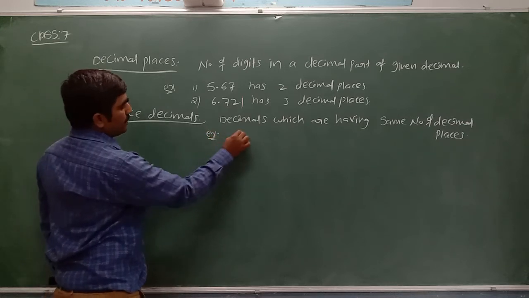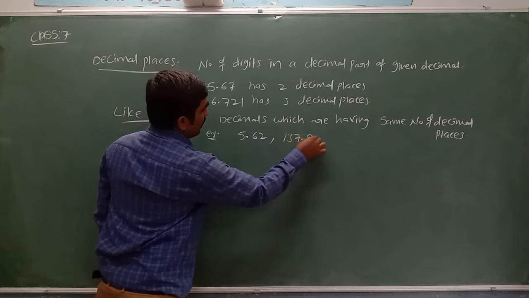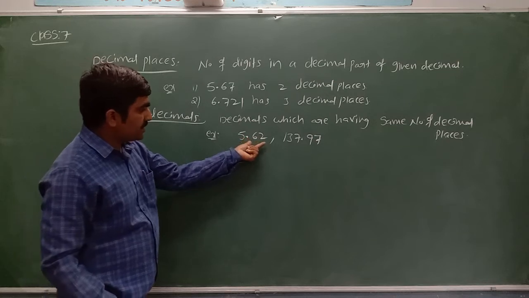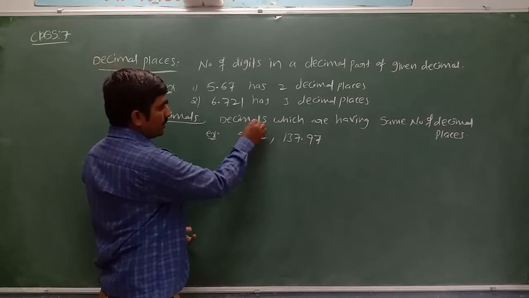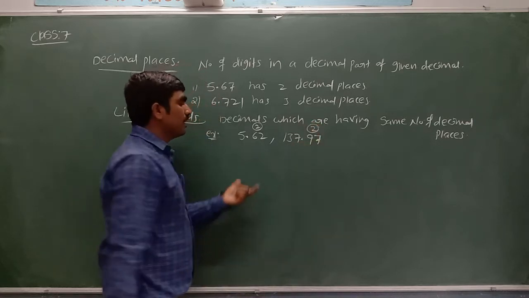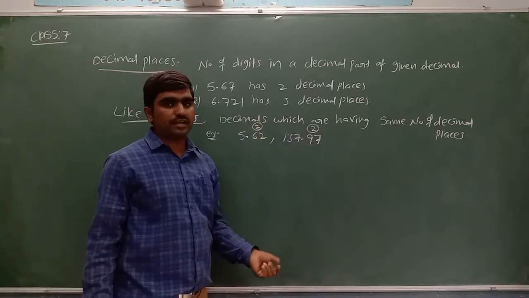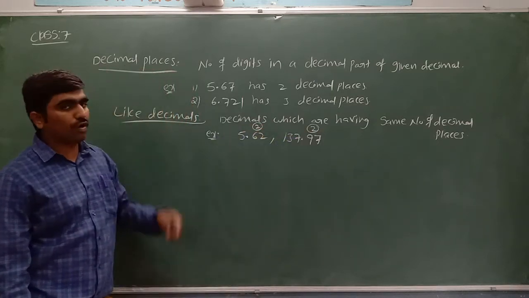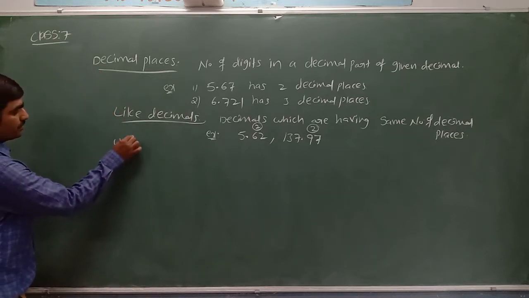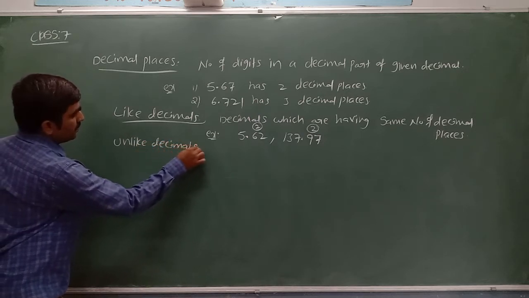Let me take one example: 5.62, 137.97. Here I can see two decimals. The decimal places in the first decimal is 2, and in the second decimal is 2. Here I have two decimals which have the same decimal places. They are called like decimals. If not, they are unlike decimals.